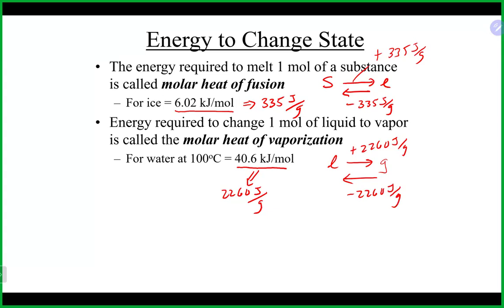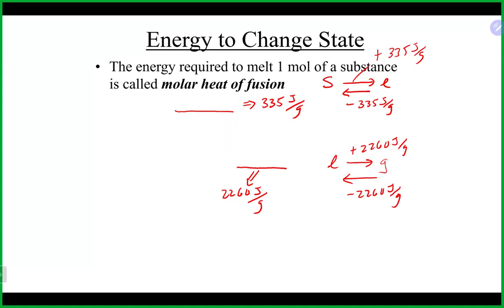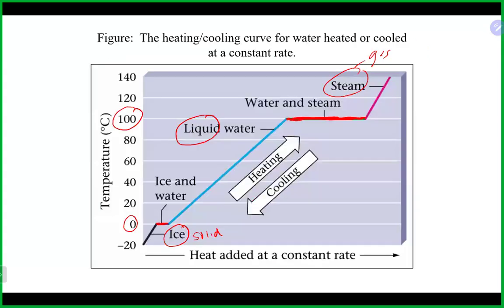Now, where do these come into play if we look back on that little graph we just saw there? That is right here. So this transition where the temperature is not changing and we're going from solid to liquid, that is where the heat of fusion would come into play. And right here where we're going from liquid to gas, again, where it's a flat line and the temperature is not changing, that is where the heat of vaporization would come into play.